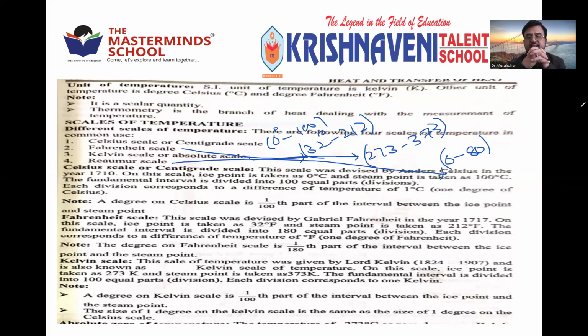Each scale is distinguished by lower fixed point and upper fixed point. You can write here 0 is the lower fixed point, 100 is the upper fixed point. Then the difference is called the range, meaning how many divisions you have. 100 minus 0 is 100, the range of the Celsius scale. 212 minus 32 is 180, the range of the Fahrenheit scale. The Fahrenheit scale contains 180 divisions, starting from 32, 33, 34, 35, 36, up to 212.